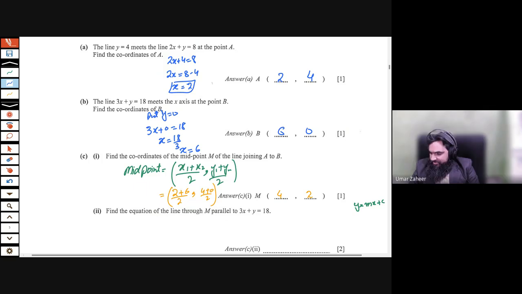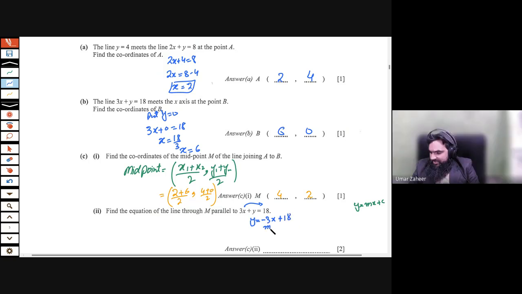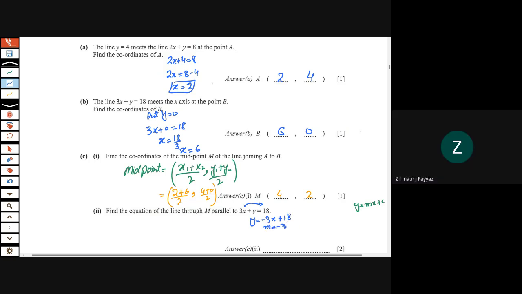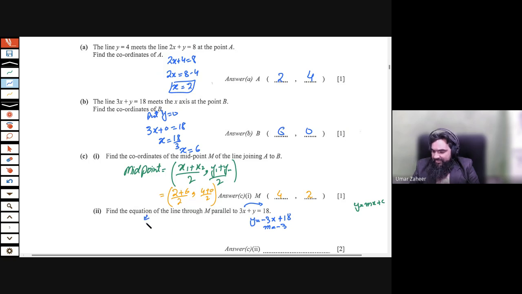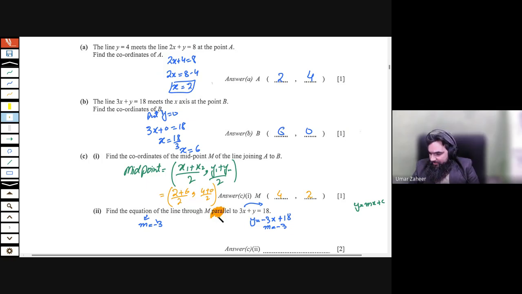So I just take the 3x to the other side. We'll get y is equal to minus 3x plus 18. So the gradient of this line is -3. So the equation that we need to find also has a gradient of minus 3, because they are parallel. I told you, if the lines are parallel, they have the same gradient.